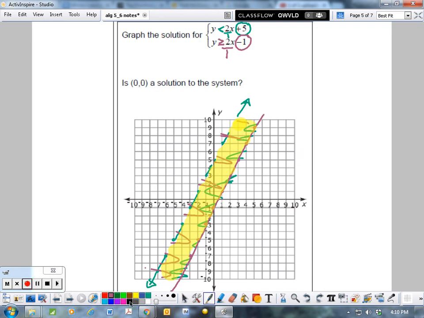So now I go back to my original point. Is the point (0, 0) a solution? Yes, it's in the shaded region, so it is a solution.